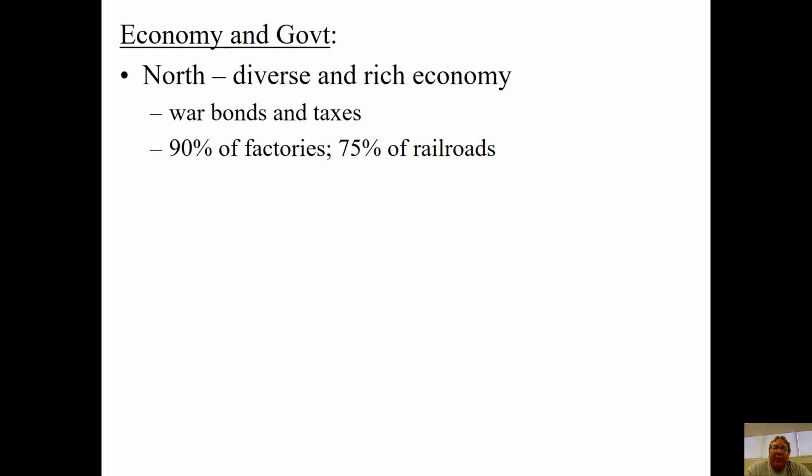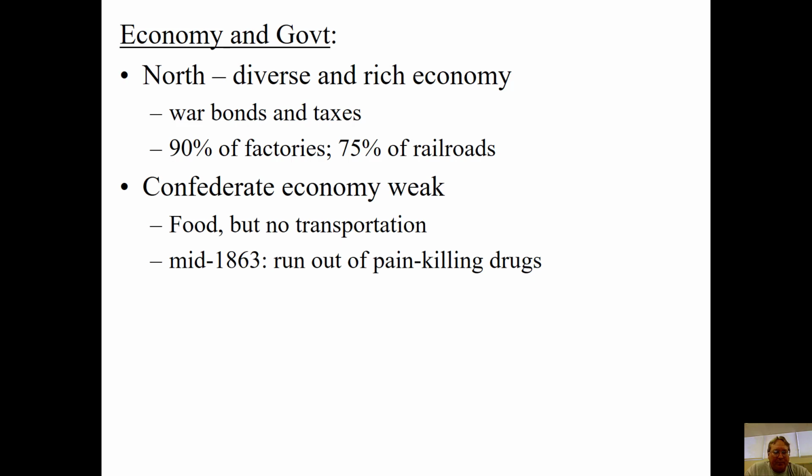Now, looking at some other issues here, right? For the North, you would think that, hey, this is going to be a hands-down win. You've got the biggest economy right now. You've got a lot of people. You've got the factories. You have the railroads. You have a national government. You can raise money, things that the Confederacy can't do, that it's got to learn how to do. So you have a lot of advantages.